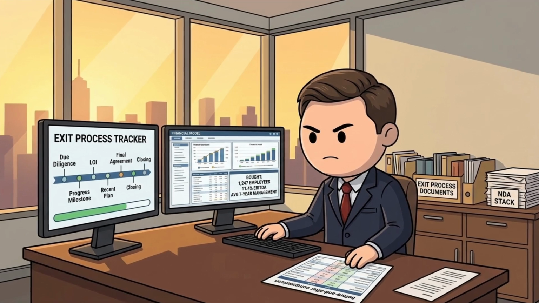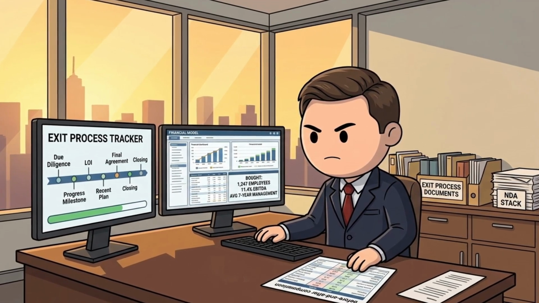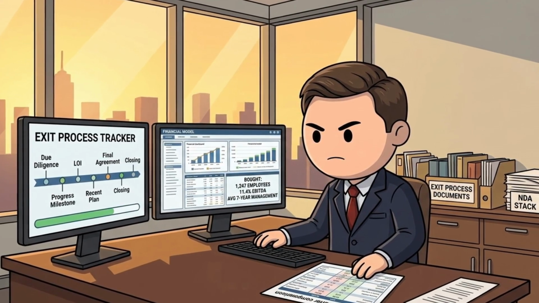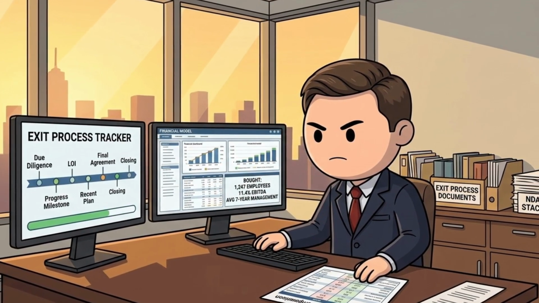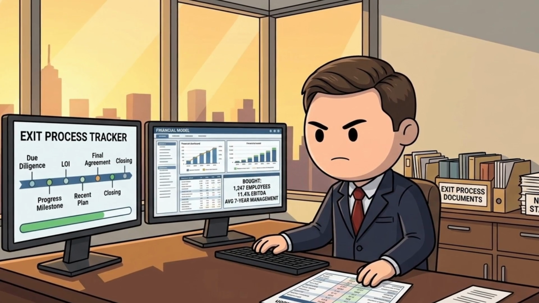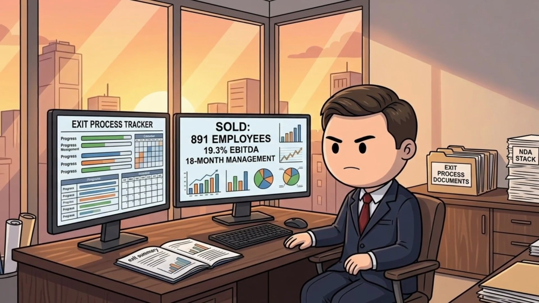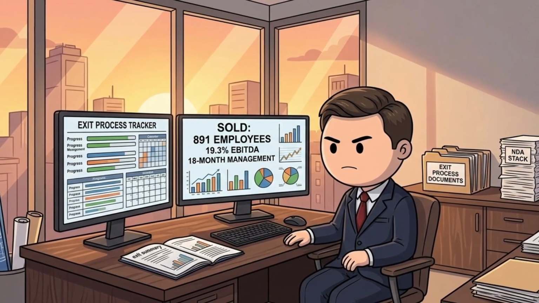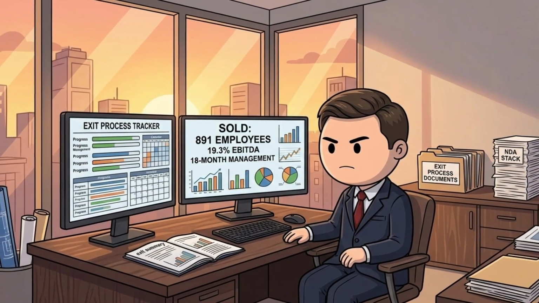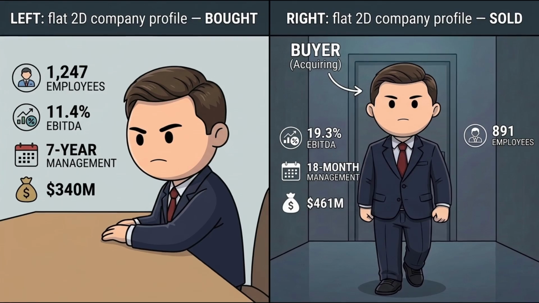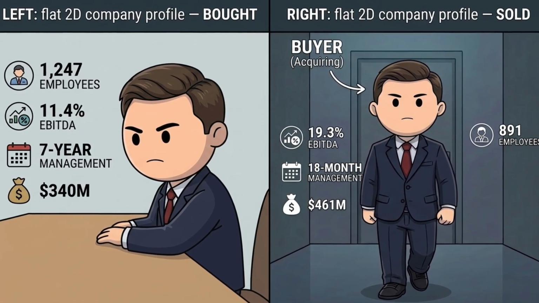The company that was bought had 1,247 employees, 11.4% EBITDA margin, and a management team that had run the business for an average of 7 years. The company that is sold has 891 employees, 19.3% EBITDA margin, and a management team installed 18 months into the ownership period. The buyer is acquiring the transformed version.